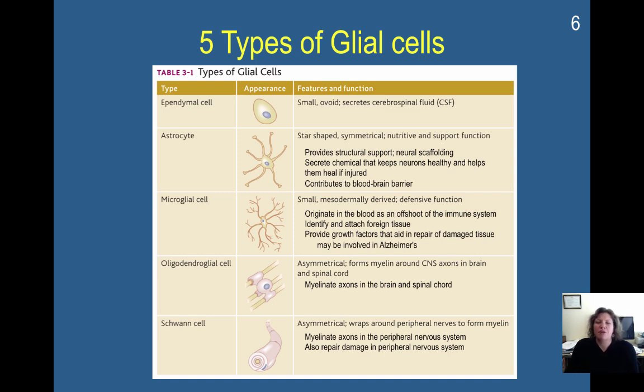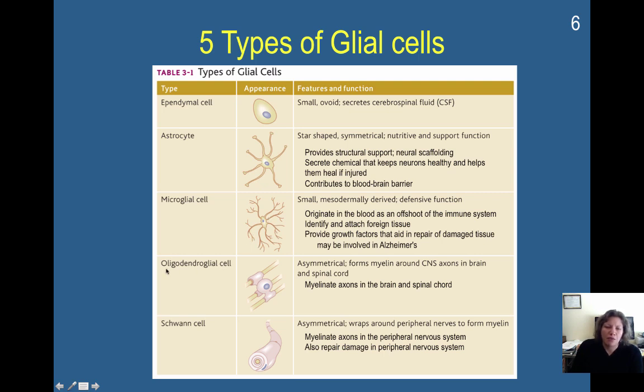So this microglial cell will identify foreign tissue to help isolate that foreign tissue and remove it so that it does not become problematic. It's also thought that this might be involved in some autoimmune diseases and elements of cancer because, of course, it will identify tissue that isn't actually foreign as foreign and try to attack it. In terms of repair, it provides growth factors that aid in the repair of damaged tissue, and in this sense, it may be involved in Alzheimer's disease.